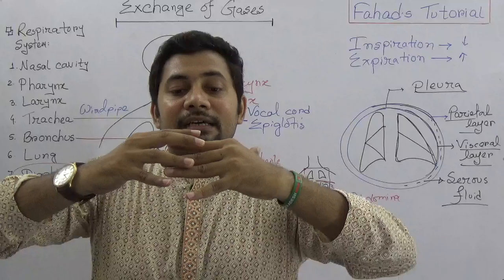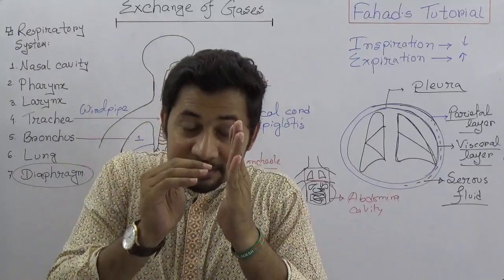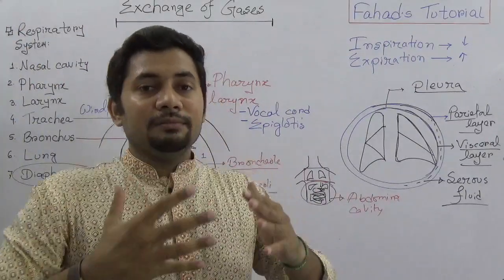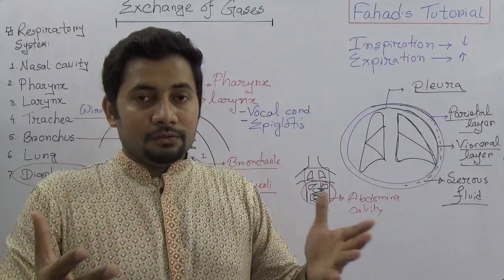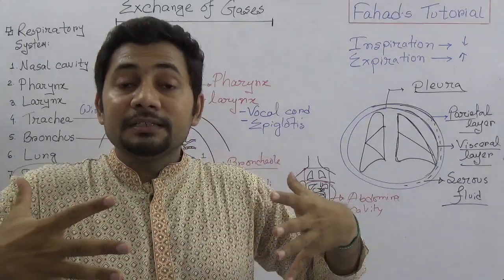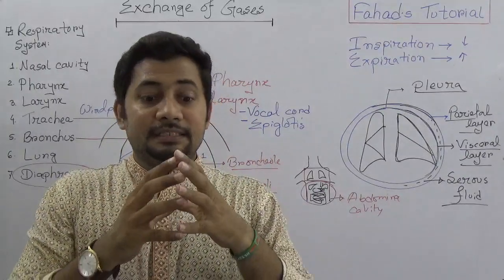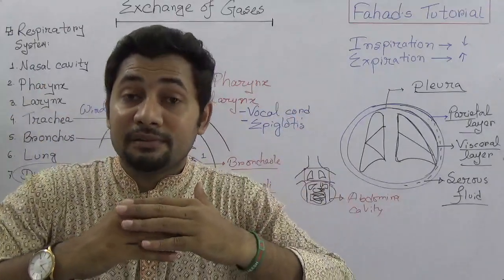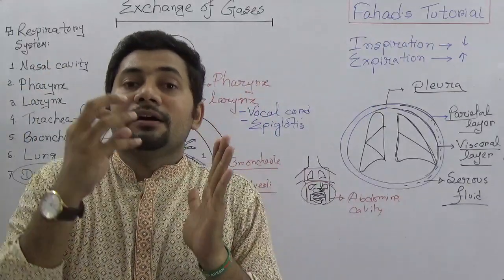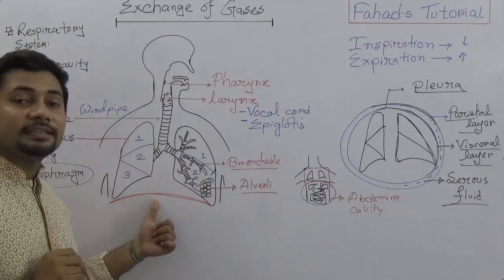When it relaxes, it goes upward and the volume of the thoracic cavity is compressed, and then the air, with carbon dioxide, is pushed out from the respiratory tract. So when we inhale oxygen, the thoracic cavity expands because the diaphragm gets lower and contracts. And when the diaphragm relaxes, it goes upward and squeezes, so the carbon dioxide comes out from the respiratory tract. This is simply the description of the diaphragm.